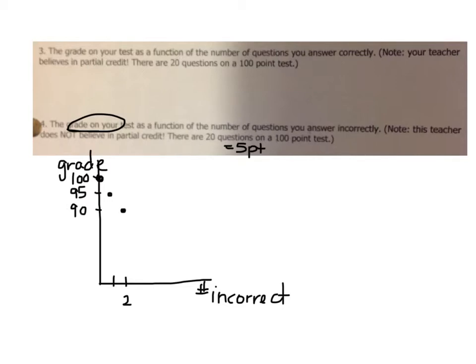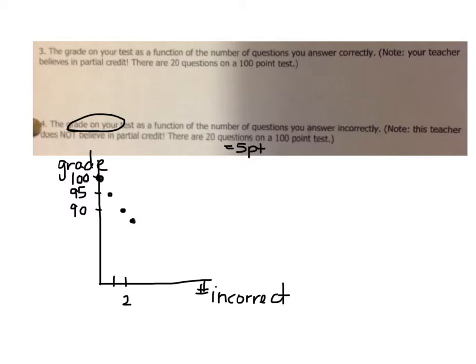Can I ever get a 93? This teacher doesn't do partial credit, so it's 5 points or it's no points. So I am never going to be able to get a 93 or a 99.9. So this would be my graph. I would not continue it. I would just have individual points all the way down to 0.